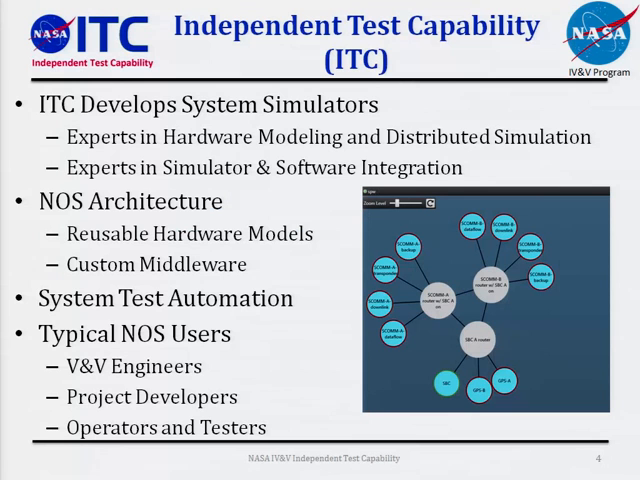So just a little bit of background. What we do at the ITC team is we develop simulators for systems, so we're not directly related to any one project across NASA. So we like to think of ourselves as experts in simulators and software integration, not necessarily the flight software. One of the things we did is we developed what we call the NOS architecture. It's a software-only solution for implementing protocols such as 1553, SpaceWire, so on and so forth, that we use in our simulations. We operate system test automation, which is mostly what I'm talking about today. And some of our typical users of our architecture are V&V engineers, project developers, and operators and testers.